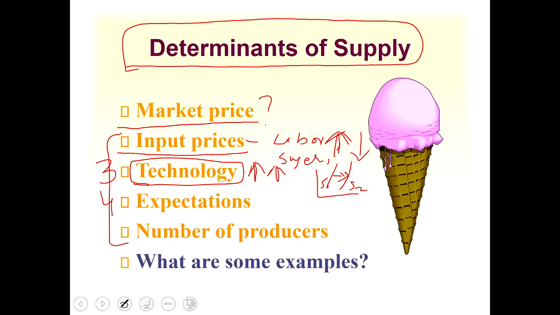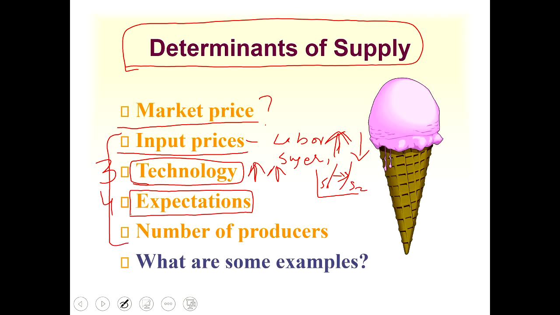The fourth point is expectations. As we discussed in the demand curve, suppliers also have expectations. So if the suppliers expect the price level of ice creams to increase in the future, they will stockpile the ice creams that they produce now, so they can supply the ice cream later on when the prices are higher. If they expect the prices of ice cream in the future to be lower, then they will supply more ice cream today and less in the future.